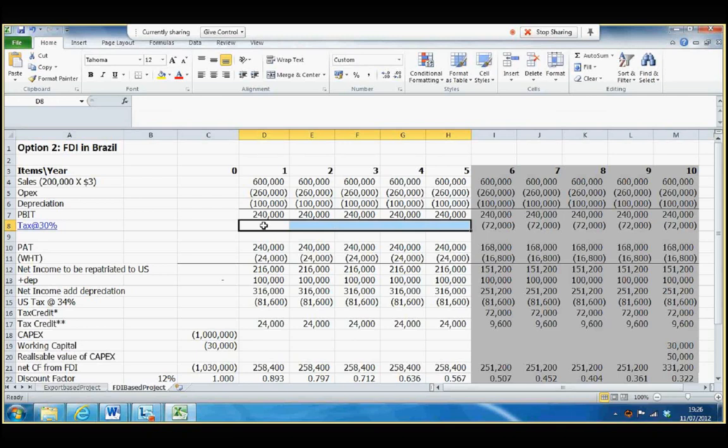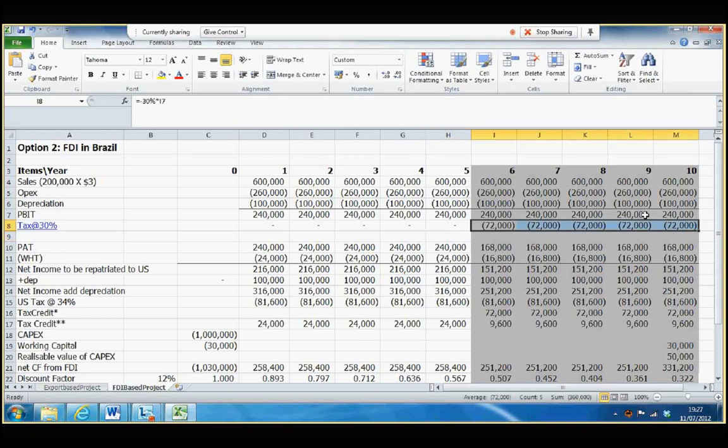Yes, from the question, there is a tax holiday for the first 5 years, and tax holiday is the temporary reduction or elimination of tax to encourage foreign investment. So therefore, there is no tax charge for all these first 5 years. So in this case, the Brazilian government is encouraging foreign direct investment. Exactly. But after 5 years, between years 6 to 10, the Brazilian government is charging 30% tax. Therefore, in the profit before interest and tax of 240,000, it is 72,000 every year.